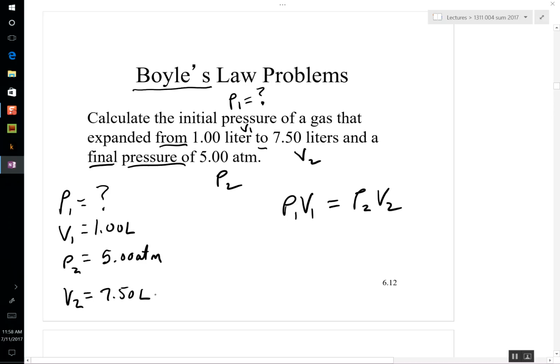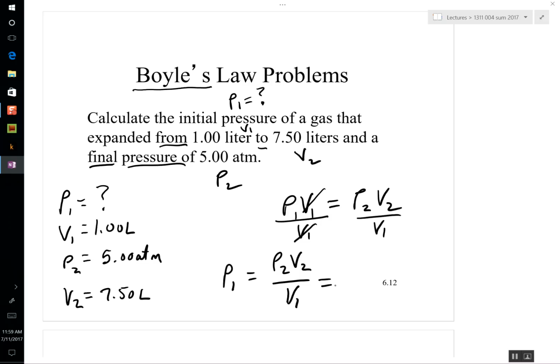Okay, next step. I take my law. I'm being asked to calculate P1, so I want to convert this into that expression. P1 equals what? Well, if I divide both sides of this equation by V1, I get that P1 equals P2 V2 divided by V1. All right, I'd like to get to that point before I start fiddling around with numbers. Now I plug the numbers into this equation.